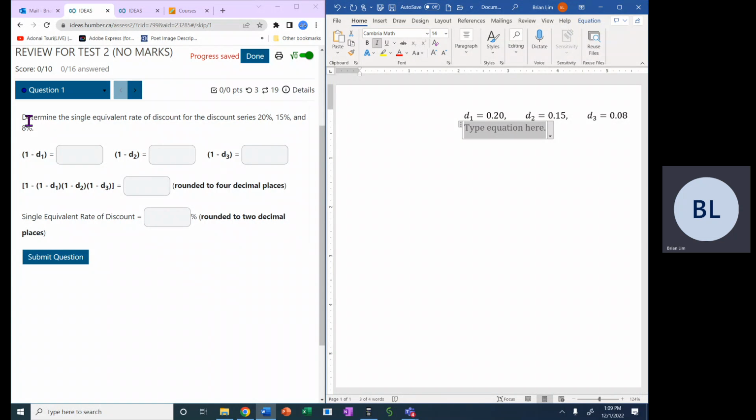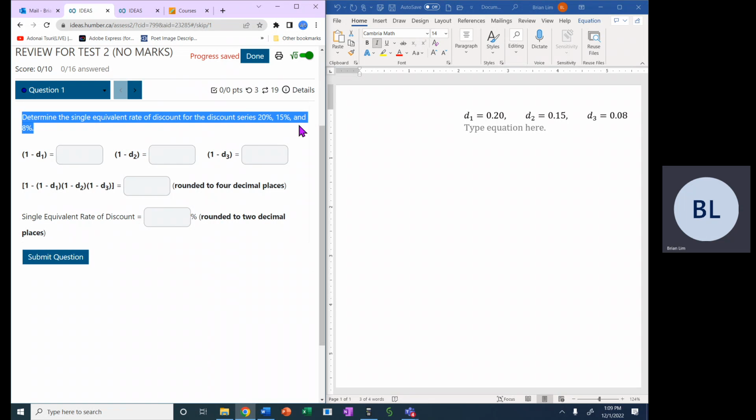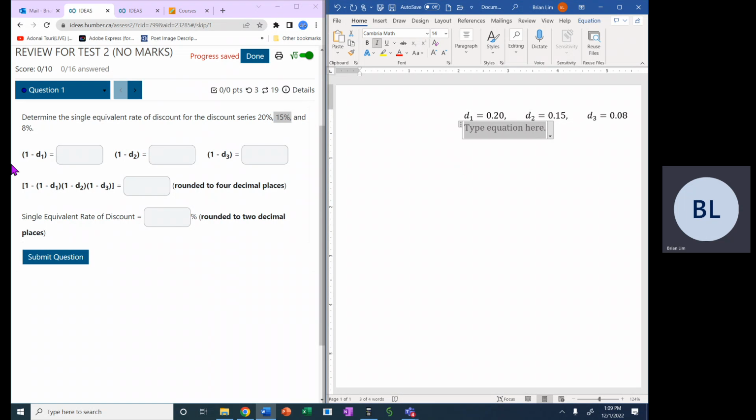Question number 1. Determine the single equivalent rate of discount for the discount series 20%, 15%, and 8%. Okay, so D1 will be 0.2, D2 will be 0.15, decimal equivalent of 15%, and D3 will be 0.08, as indicated here, decimal equivalent of 8%.